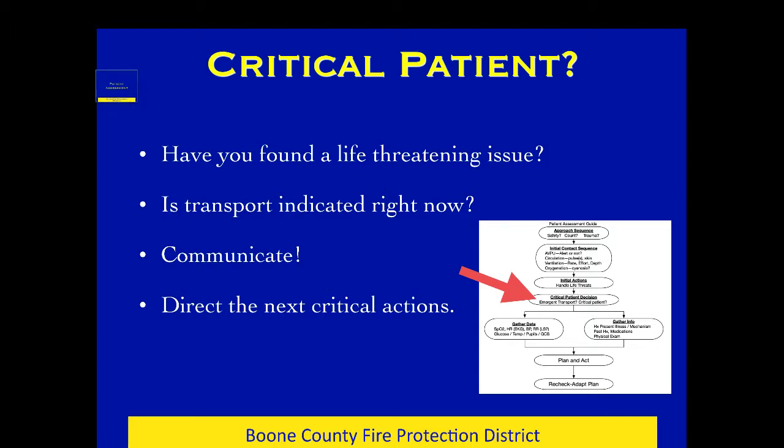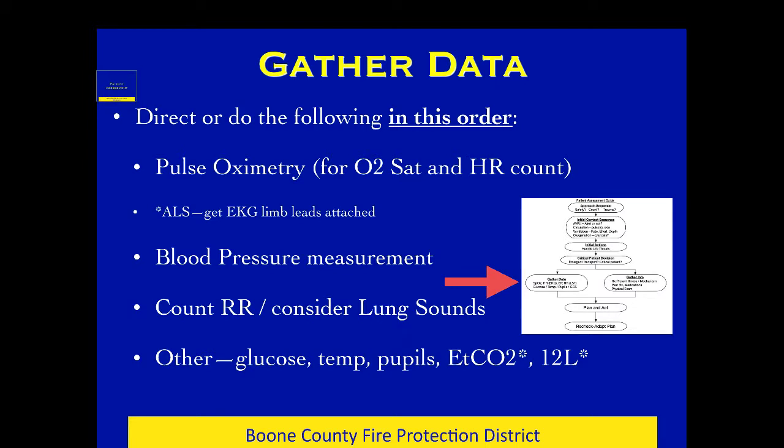So once you know you have a critical patient, you need to share that with everyone. It should not be a secret. And then direct those next critical actions. So we're pretty much focusing this presentation on what you would do as the team leader, as the patient contact person. So quickly, within 30 seconds, find a life-threatening issue, determine if emergent transport is indicated, and even though we can't transport, we should be preparing for emergent transport once transport capability is there. Communicate that and direct what we're going to do next.